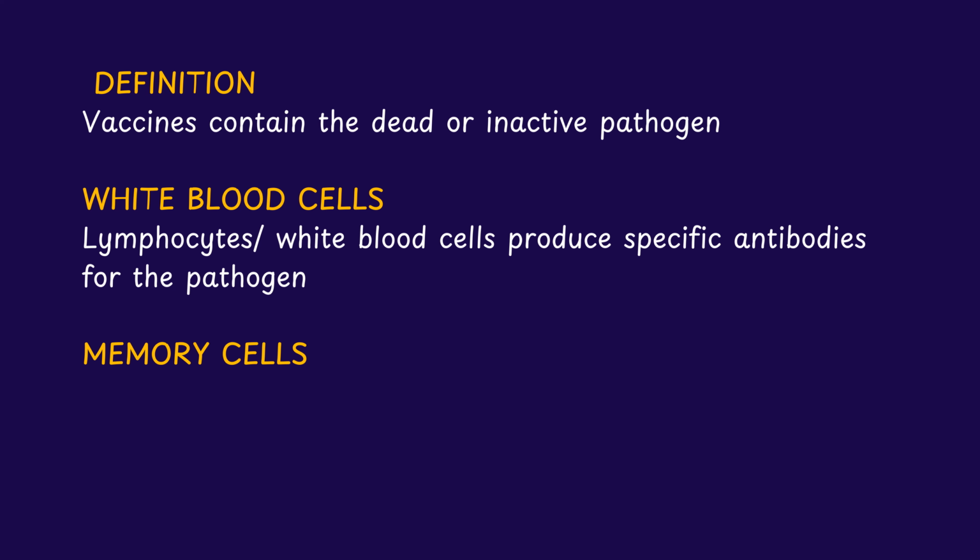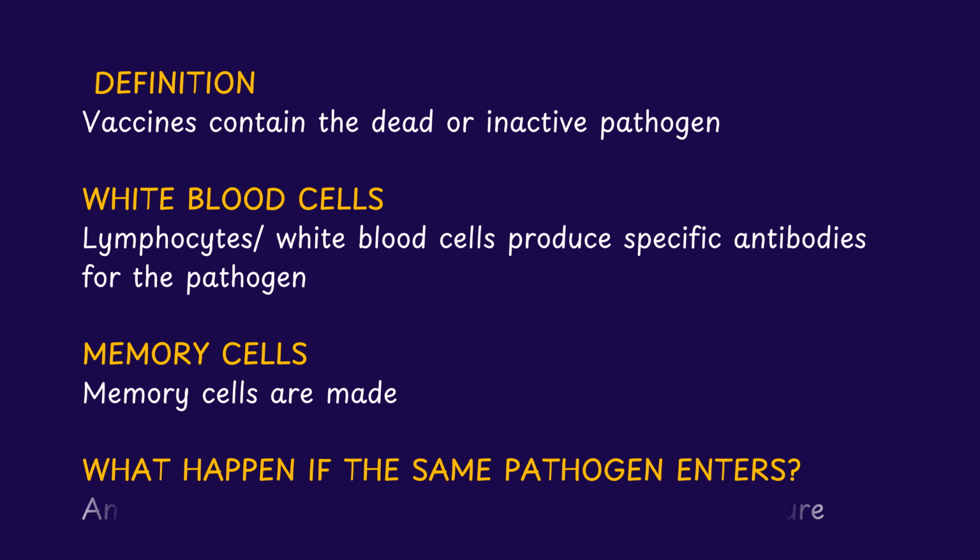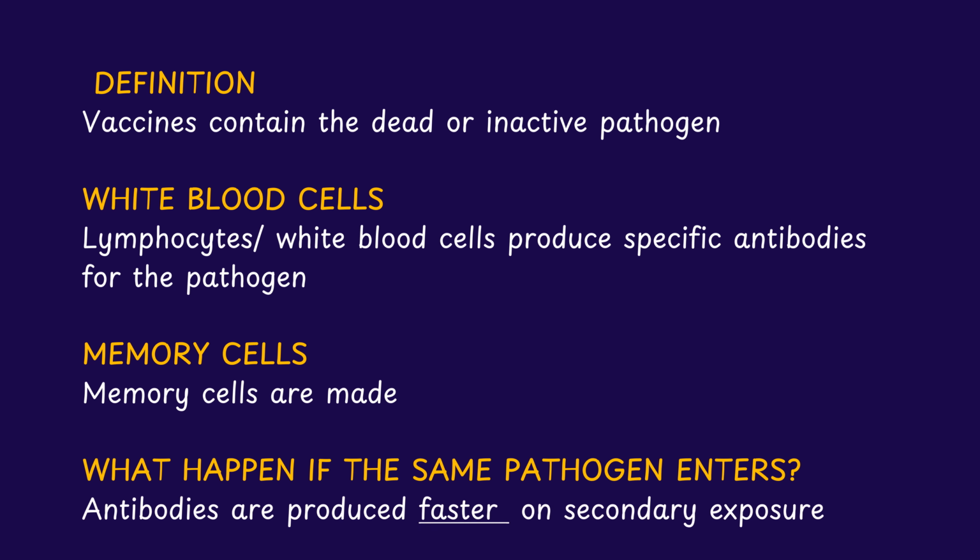What's going to happen next? Memory cells will be created or made and they will remain in the body. For what reason though? So that if you are exposed to the same pathogen, your body will respond faster. The antibodies will be produced faster. And this is why people believe that they can't get infected twice by the same pathogen, because the second time around your body will respond faster.